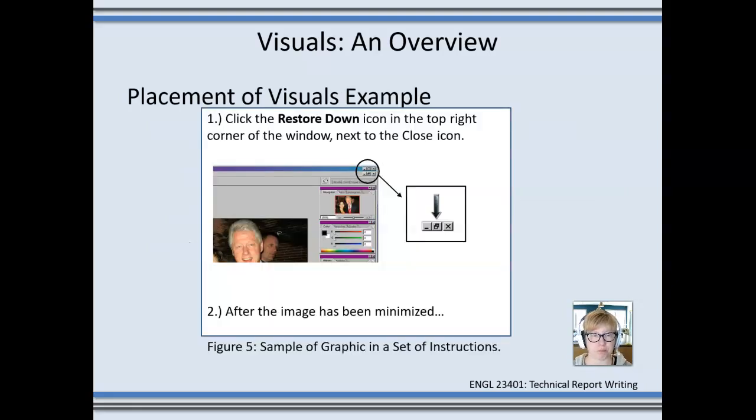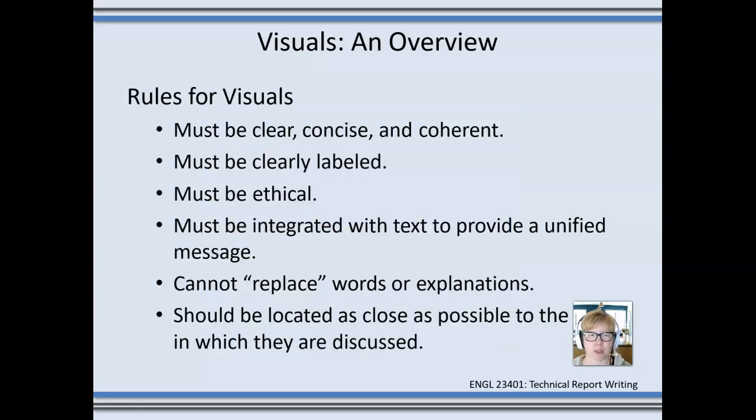Here's an example. This one is a good example, right? Click to restore. This person is describing how to use some image editing software. So the step is to click the restore down icon, and then they blow up that top right corner to show exactly what it is they want you to do. So this is a good example of the image going directly with the text so that your reader knows exactly what they're supposed to do.